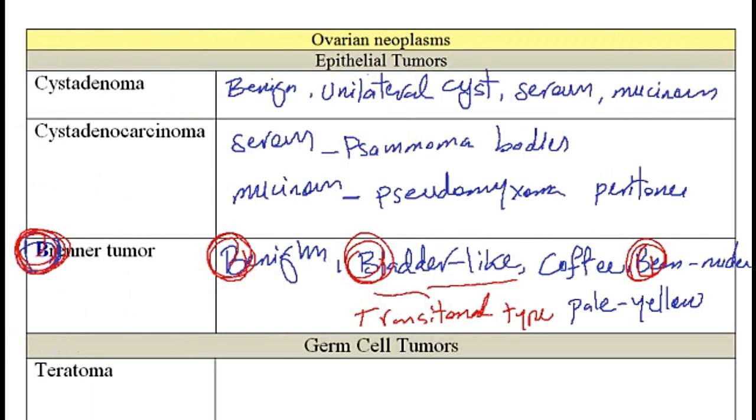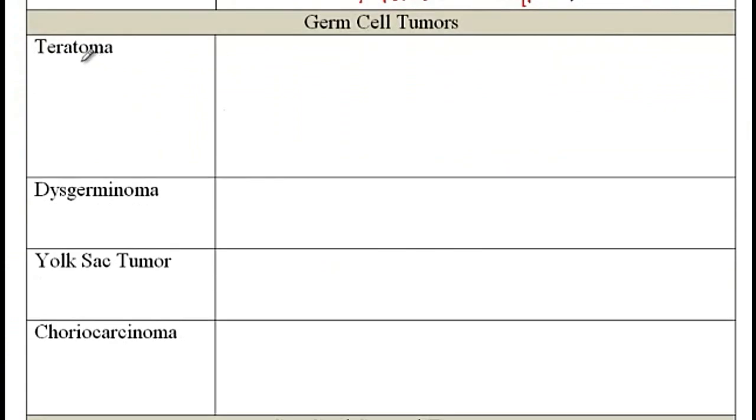The next type of tumors are germ cell tumors. In teratoma, there are three germ cell layers, which include the endoderm, mesoderm, and the ectoderm. And thus, when you dissect these masses, you usually find hair and teeth inside.